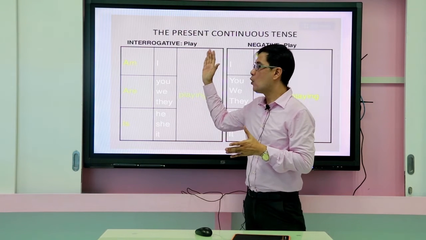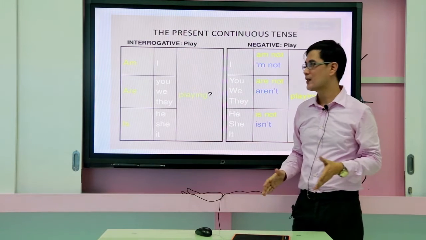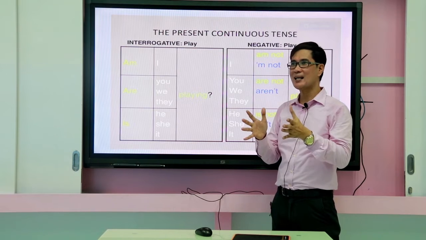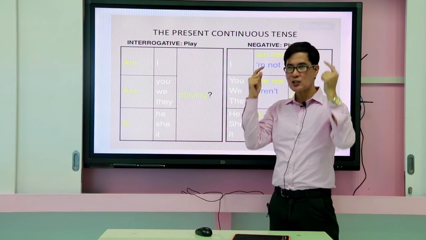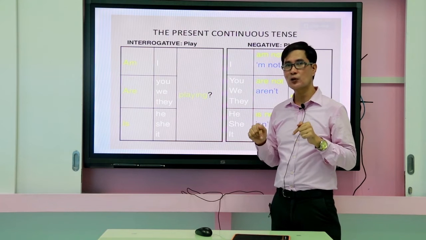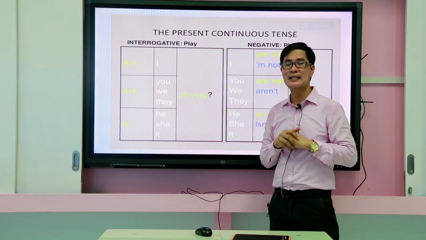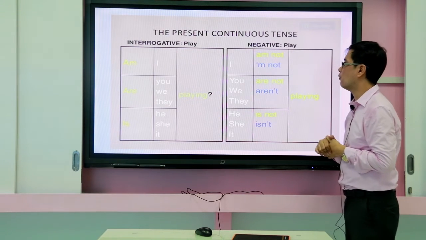So in the interrogative, or question form, you don't say "I am playing," because you're being asked what is happening right now. Again, make sure it's always in your mind that the sentence form we are creating is for the activity which is happening right now. Okay? So we have the negative form.